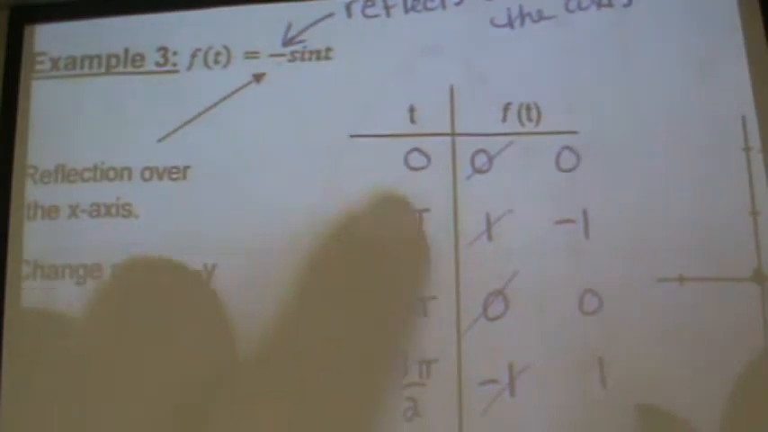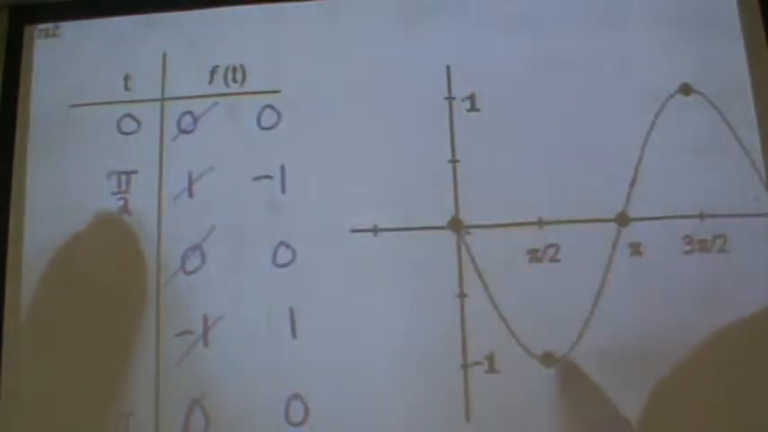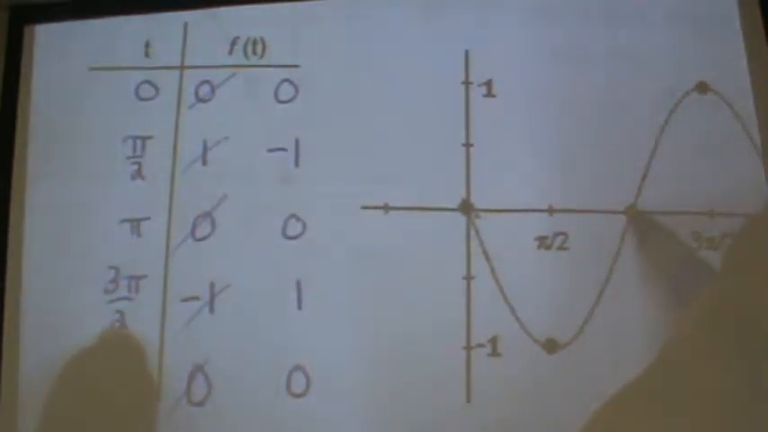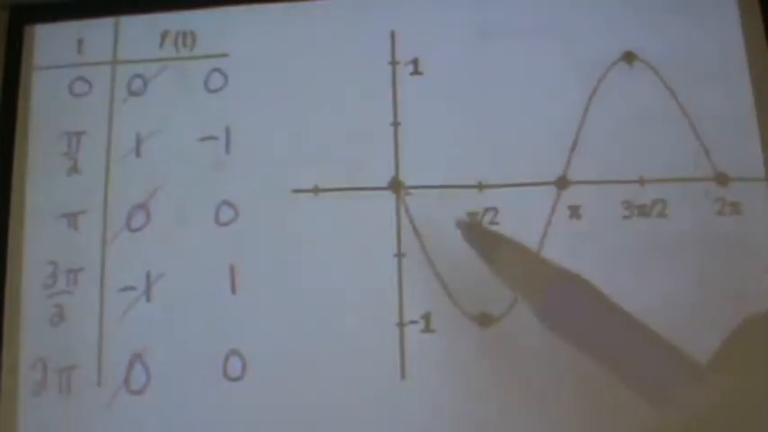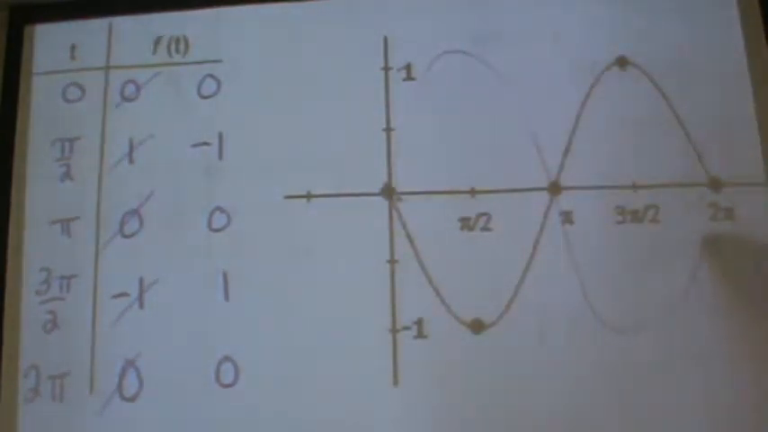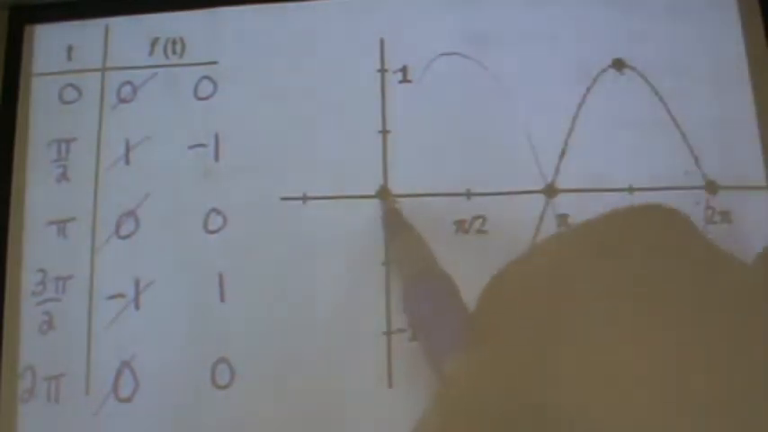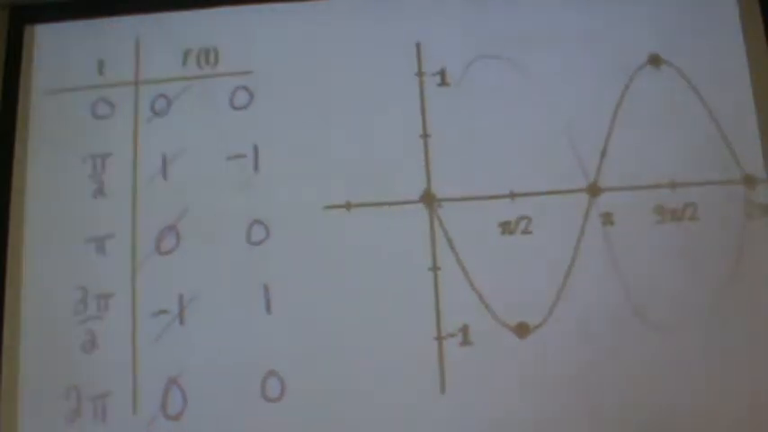So now let's plot them. 0, 0 is right there. Pi over 2, now it's -1. Pi 0, 3 pi over 2, +1 now, and 2 pi 0. So what happened to our graph? It was reflected over the x-axis. It originally looked like this. It looked like that. So what happened when there was a negative? Instead of starting on and going above, it went below, it went backwards. Okay?